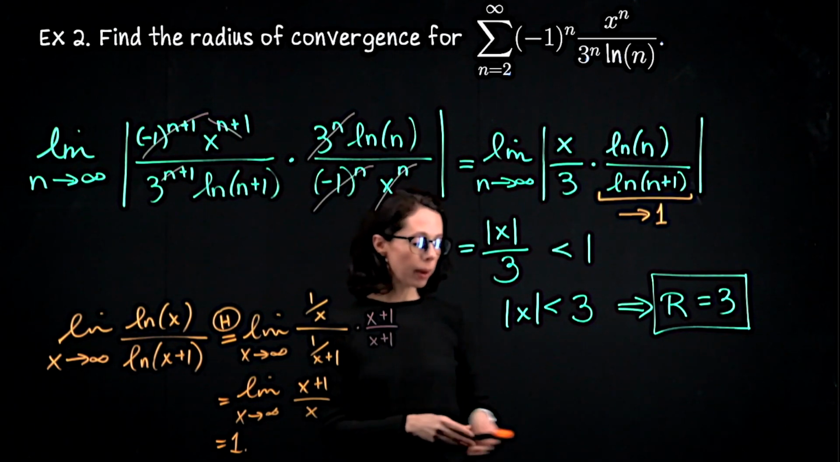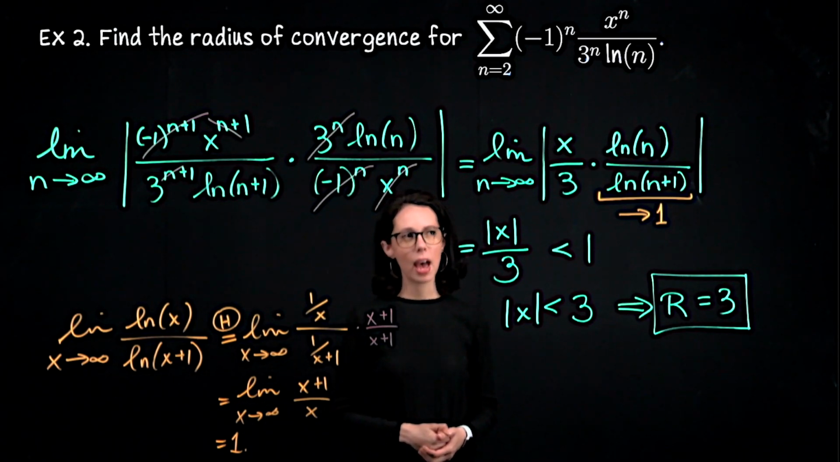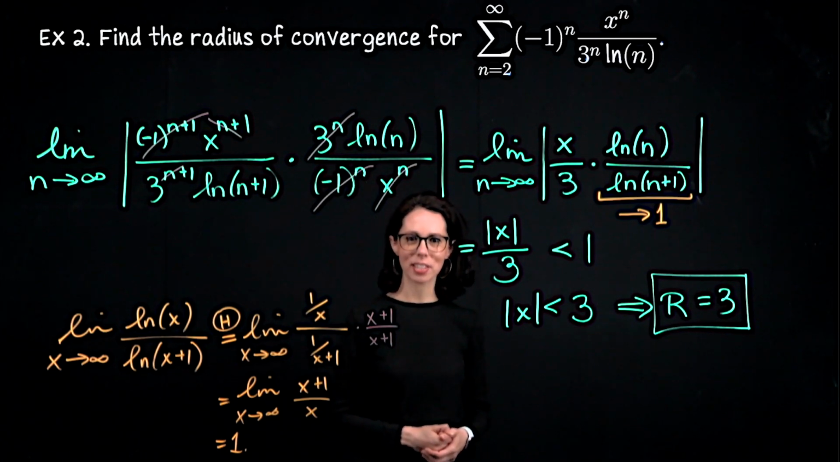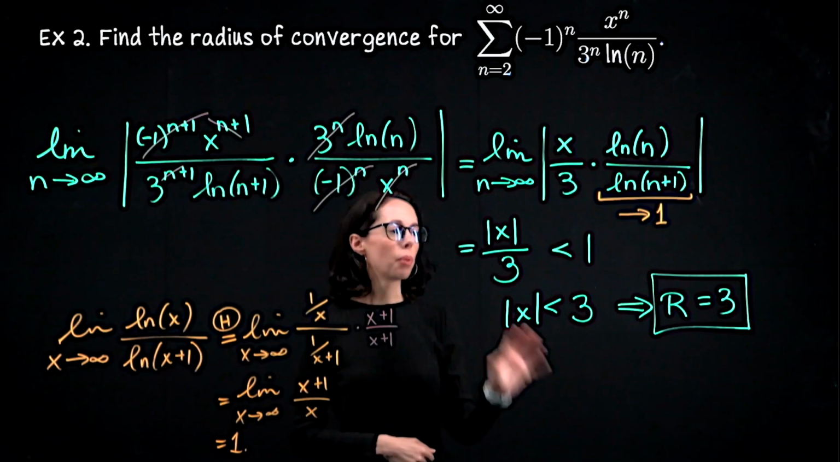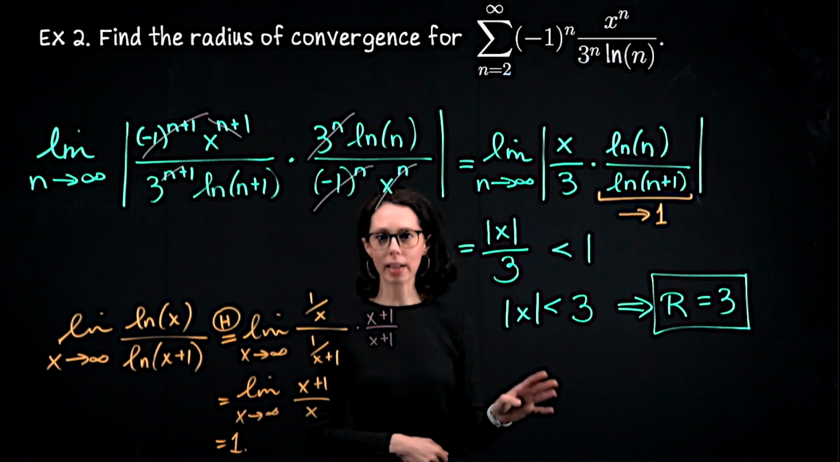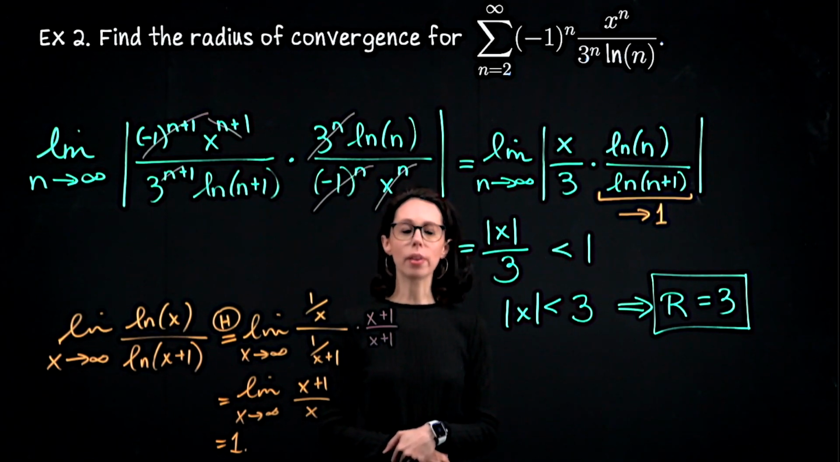All right, so that wraps up this problem. We found the radius of convergence to be 3. I'm not going to check the endpoints for you, but I will reveal the answer in just a minute. So if you'd like to pause and work out what happens when x equals -3 and when x equals 3 to determine what the interval of convergence is, go ahead and do that now, and then I'll write down the answer.